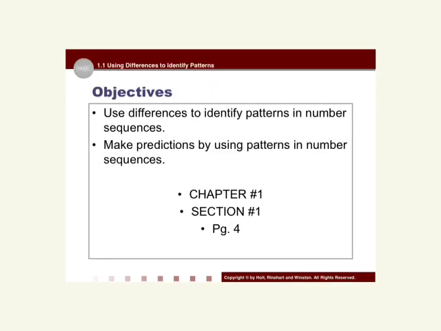Alright, the objectives of our lesson here in Chapter 1, Section 1 are to be able to use differences to identify patterns in number sequences, and the second objective is to make predictions by using patterns in number sequences. So this is Chapter 1, Section 1. If you want to follow along in your textbook, we're on page number 4.